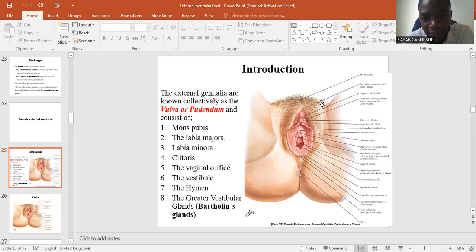Mons pubis, this is the area just above, or we can say below the umbilicus, the navel, or the belly button as we call it. And that area is specialized in females for storage of fat. We don't see that in males. Okay, with time, there can be some fat, but for females, that area is specialized for storage of fat. And that fat is essential when the woman becomes pregnant, because they will need energy not only for themselves, but for the fetus that is growing in their uterus.